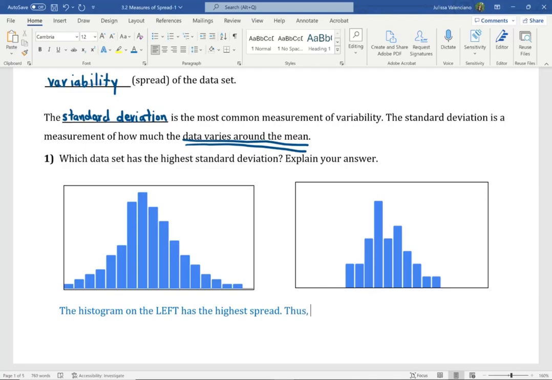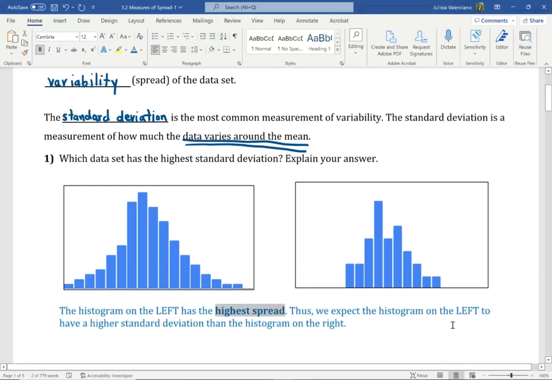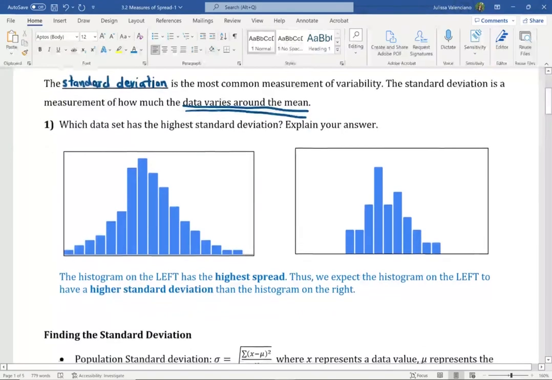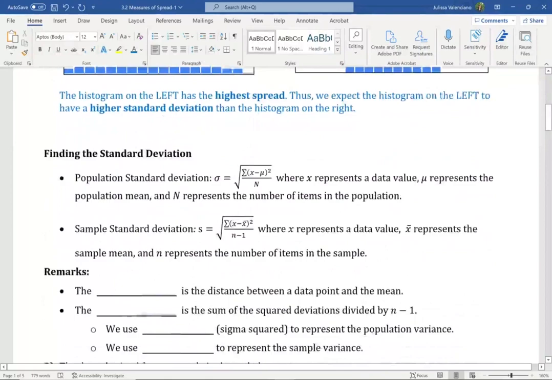Thus, we expect the histogram on the left to have a higher standard deviation than the histogram on the right. The higher the spread, the higher the value for the standard deviation. I wanted to do this exercise to help you make the connection between spread and the value of the standard deviation. Now, let's go ahead and focus on finding the standard deviation.